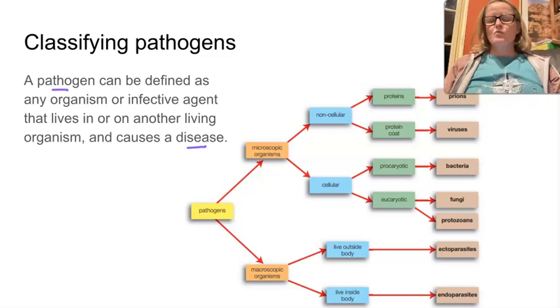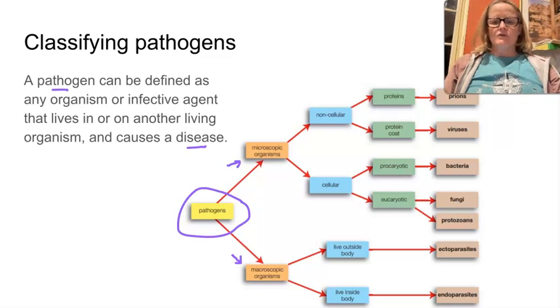When you look here, this is one way of classifying pathogens. All disease-causing entities are here, and they can be split into either being microscopic, too small to see, or macroscopic, visible with the naked eye. If we follow down the macroscopic route, if the thing you can see with your eye lives outside the body, it is known as an ectoparasite. That might be something like a head louse or a tick.